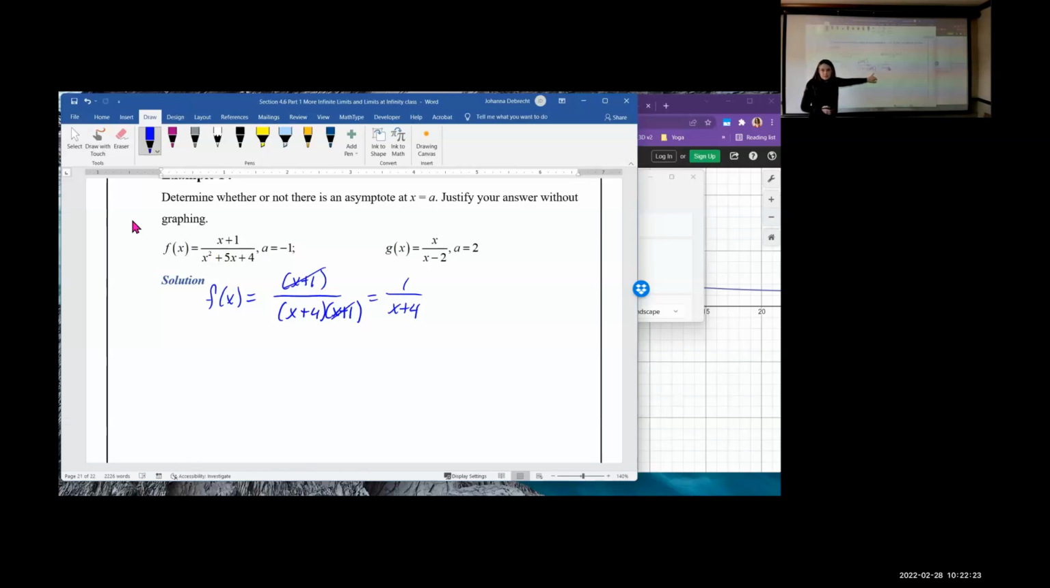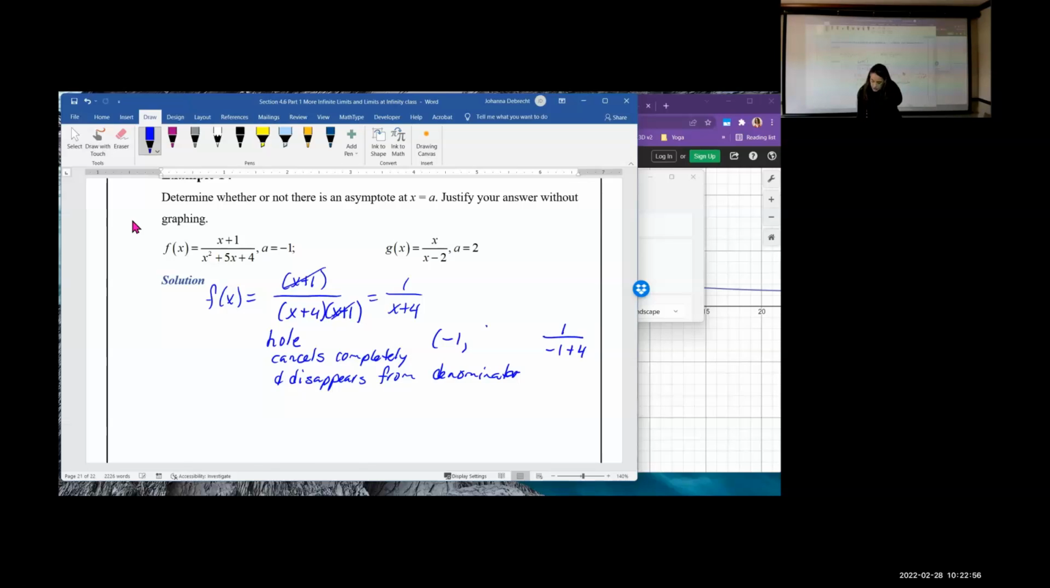It cancels, so it's a hole. It cancels completely and disappears from the denominator. So it's a hole. So we have a hole at negative 1, and then we plug negative 1 into the reduced fraction, and we get 1/3. So we have a hole at negative 1, 1/3, right?